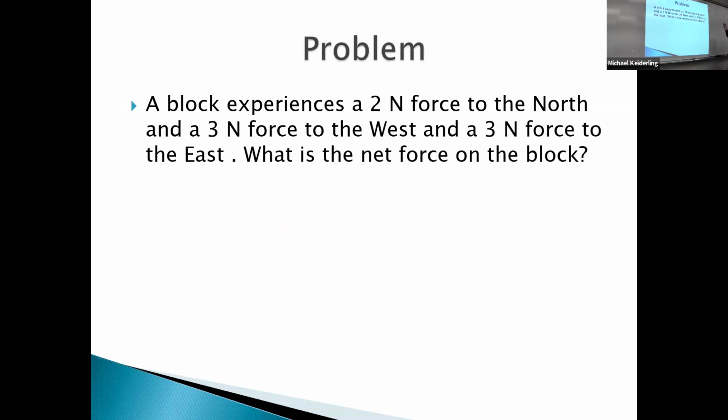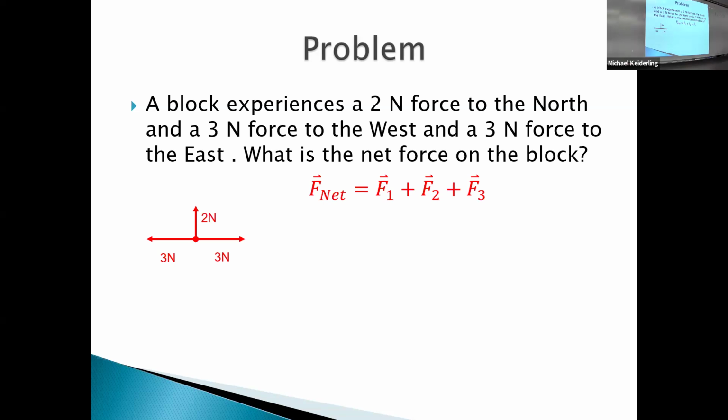Now here, we have a two-dimensional problem, but it's reasonably straightforward. We have a block that has 2 Newtons to the north, 3 Newtons to the west, and 3 Newtons to the east. So the forces look something like that. So what do you think the total force on this block is? Yep. The east and west forces cancel out, and all you're left with is the forces to the north.